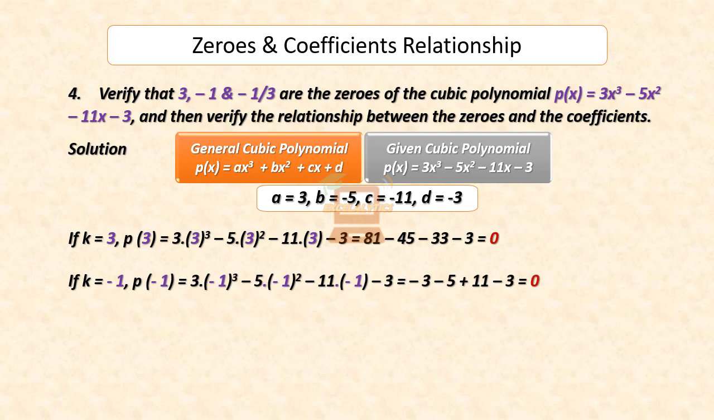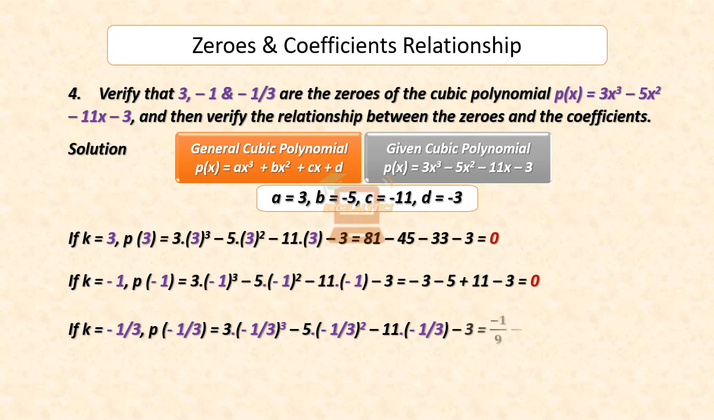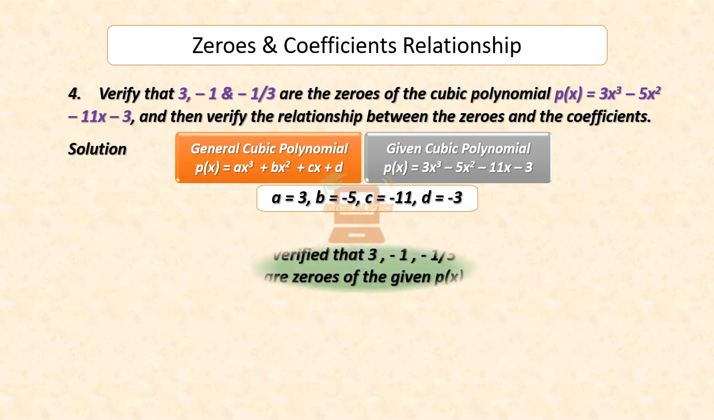When k is minus 1 by 3, p of minus 1 by 3 equals 3 times minus 1 by 3 cubed minus 5 times minus 1 by 3 squared, minus 11 times minus 1 by 3, minus 3 equals minus 1 by 9 minus 5 by 9 plus 11 by 3 minus 3, which simplifies to minus of 2 by 3 plus 2 by 3, which is 0. Hence, we have verified that 3, minus 1 and minus 1 by 3 are the factors or zeros of the given cubic polynomial.